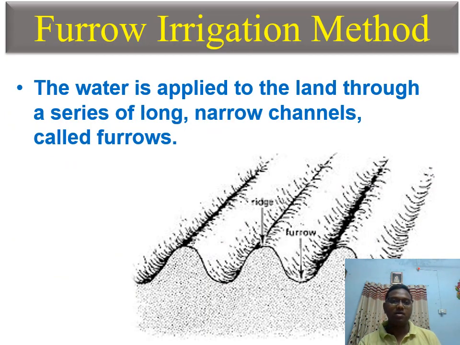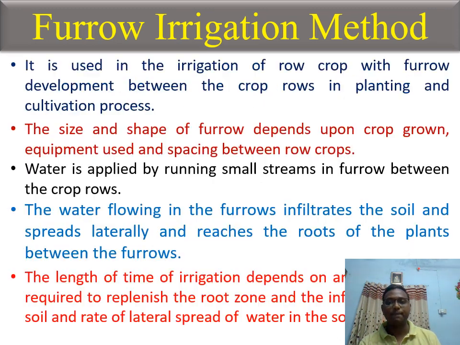So first we will see the first type, the furrow irrigation method. As per its name, water is applied to the land through a series of long narrow channels called furrows. In the furrow system, you know that there are furrows and ridges. Crop will be planted on these ridges and water is applied in the furrow, so that the water gets absorbed by the roots of the plant from this furrow. So it is the furrow irrigation method.